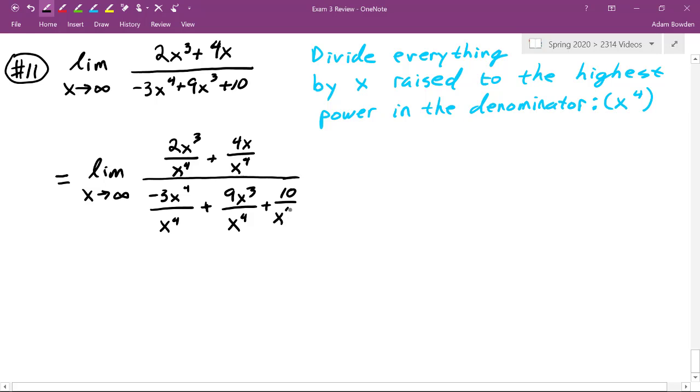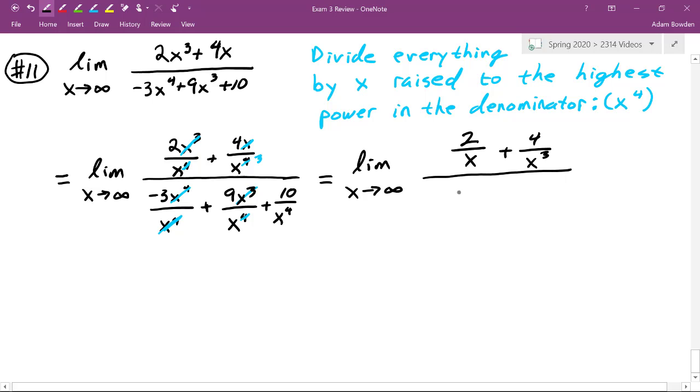Okay, and by doing that we can then reduce some of these powers down. Like for instance, up here on top, this will just reduce down to an x. This one would be an x to the 3rd. This one would reduce entirely, and so forth. So this is going to be equal to the limit as x approaches infinity of 2 over x plus 4 over x cubed, all over negative 3 plus 9 over x plus 10 over x to the 4th.